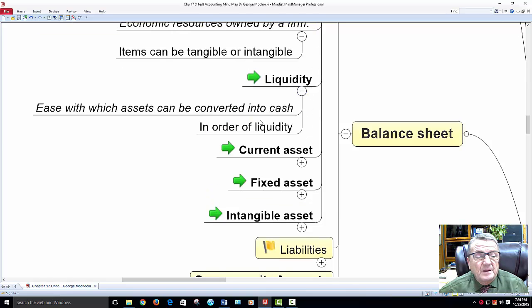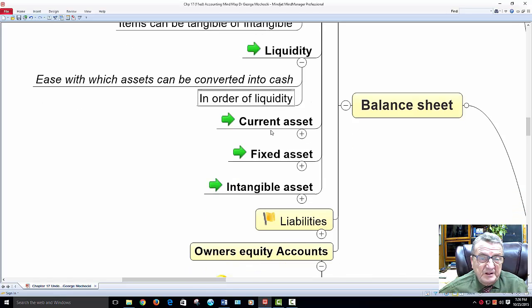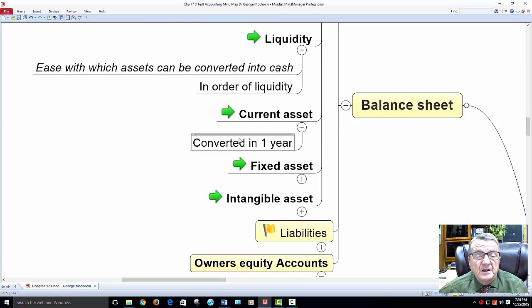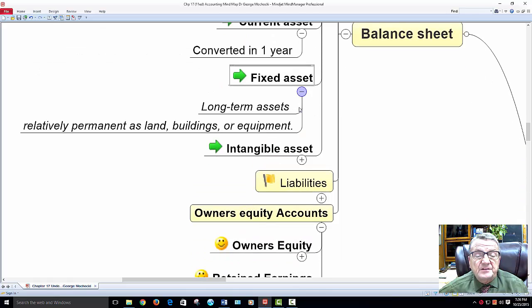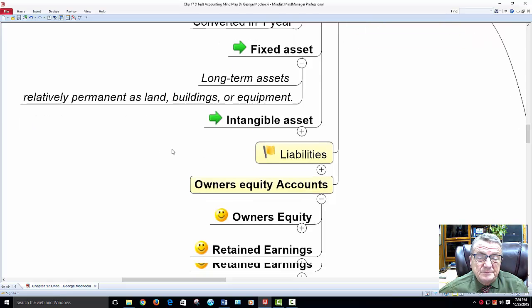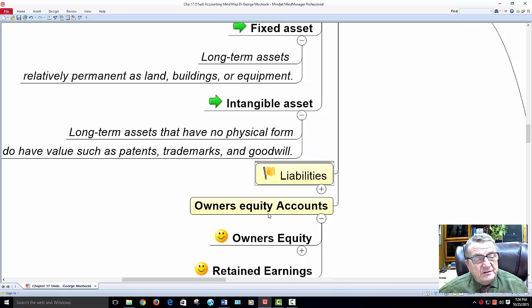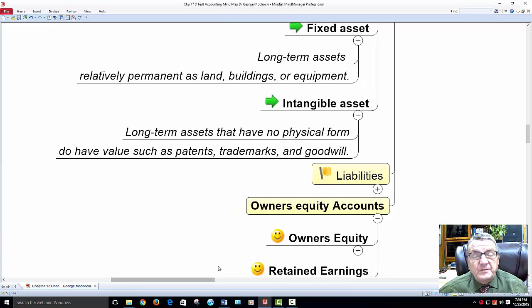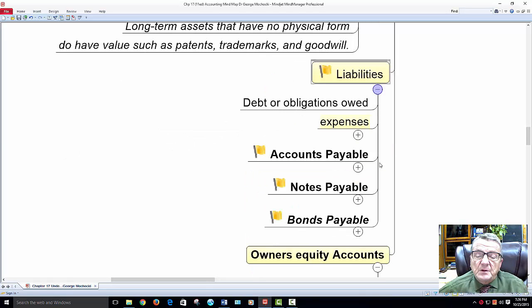Now liquidity is the ease of converting assets to cash, and it goes down in that order. Then you have current assets, convertible in one year. You have fixed assets, which we take as long-term assets, relatively permanent, like land, buildings, or equipment. Those are tangible assets. Intangible assets are long-term assets that have no physical form but do have value, such as a patent or trademark. Now, what about liabilities?